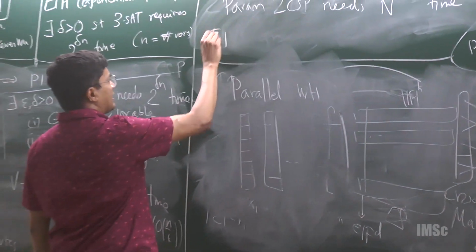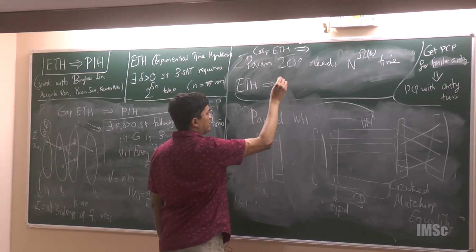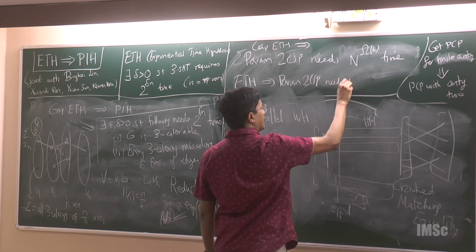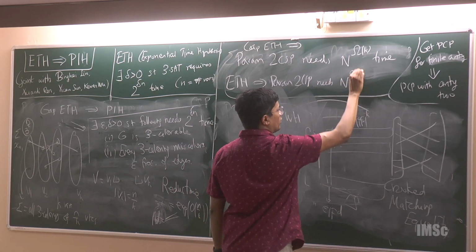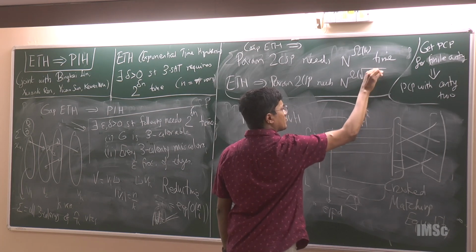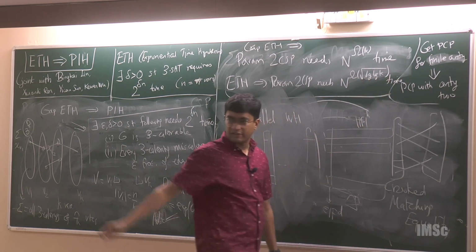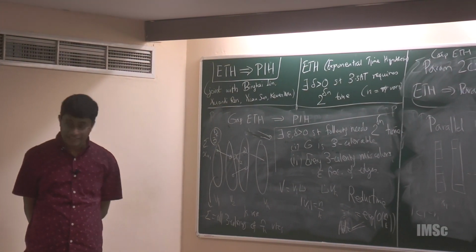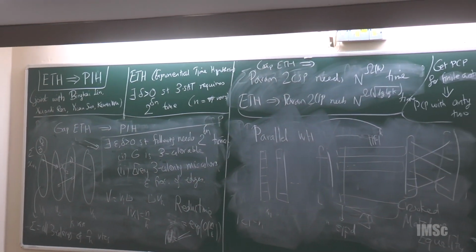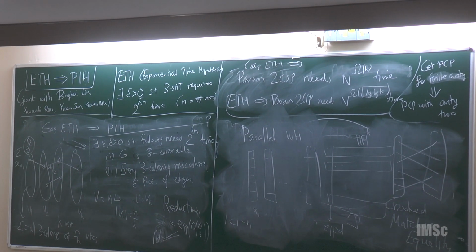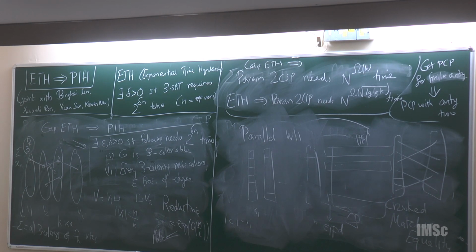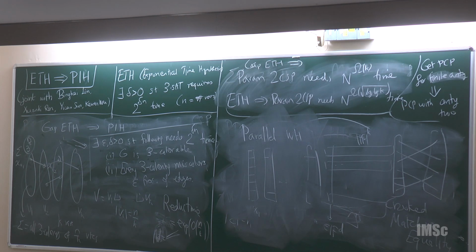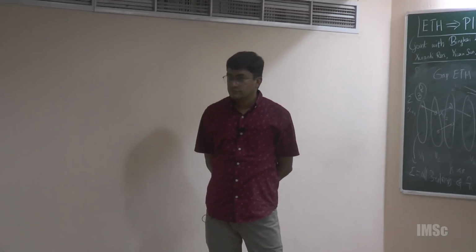And as I said, what we get is that ETH implies, at least what is written in the paper, param 2CSP needs n to the square root log k, I think, which is also stronger than not having FPT. But it's conceivable that any proof you give is going to give you something like this, at least if you work with ETH type things. If you give a traditional W1 hardness type thing without any concrete assumption, then you won't get any bounds like this. Right? Thank you.